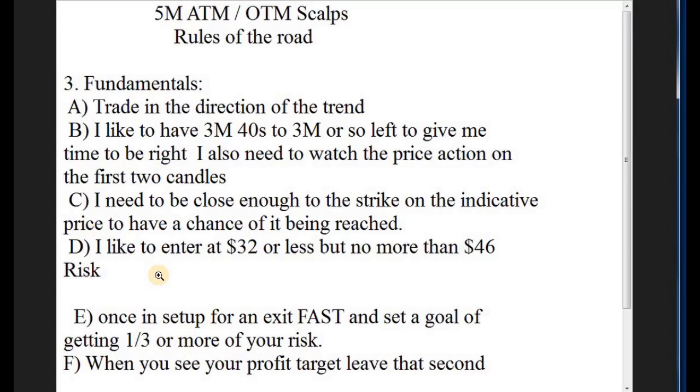But again, all that's left to interpretation, so I can certainly understand when you see me do these and I'm so close to 50, you would say, well, I think it's more like this. Once you're in your setup, you're ready for an exit fast, and set a goal of about 1/3 of what your risk is. So on the trades you're going to be seeing right after this, I'm risking about $32. I set my goal quickly in my mind. I want to get like $11. Okay, and I'm out.